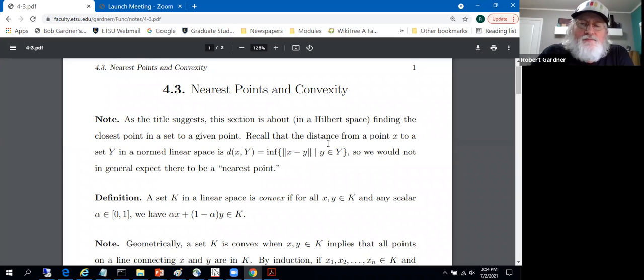Now you'll recall the distance from a point X to a set capital Y in a normed linear space was defined as an infimum. The distance from X to Y is the infimum of the norm of X minus y, where y, lowercase y, ranges over all of set capital Y. Since it's defined as an infimum, you wouldn't expect there to necessarily be a point in the set Y that's nearest to point X. And in this section, we'll look at some conditions under which we do get such a single nearest point.